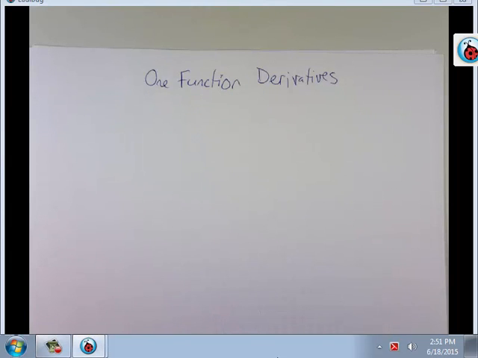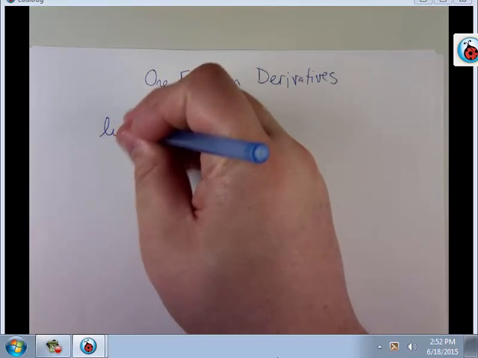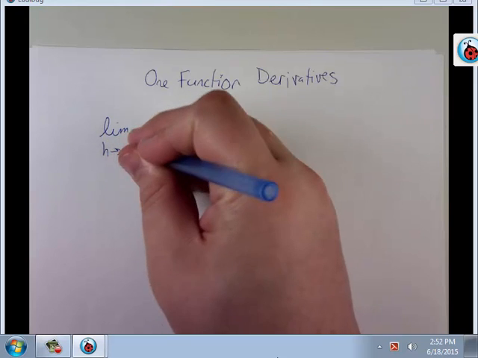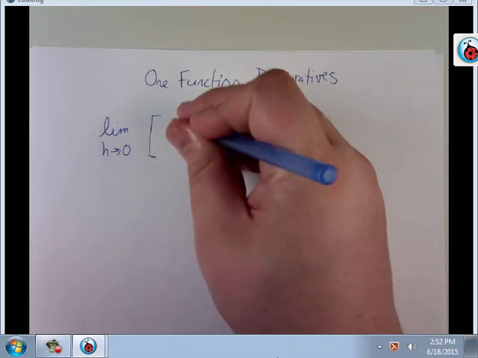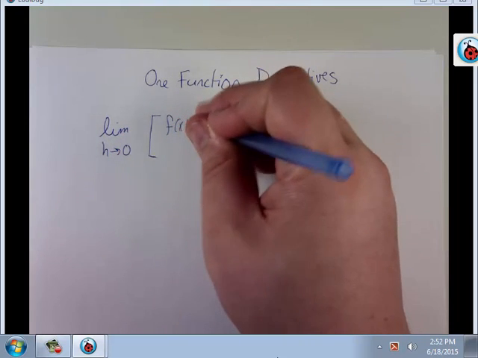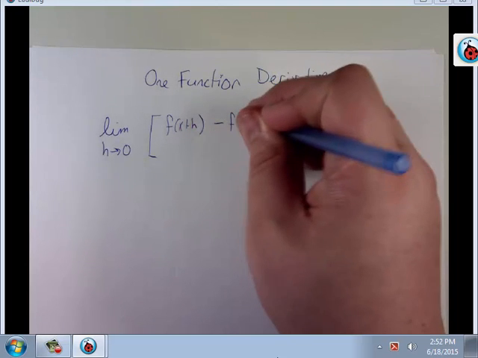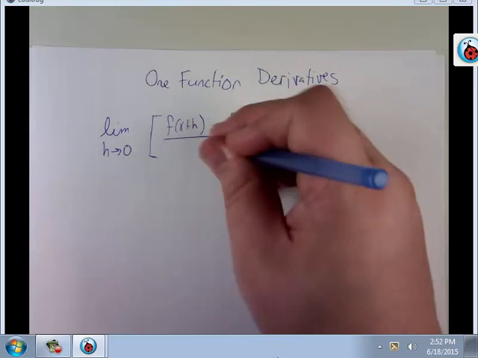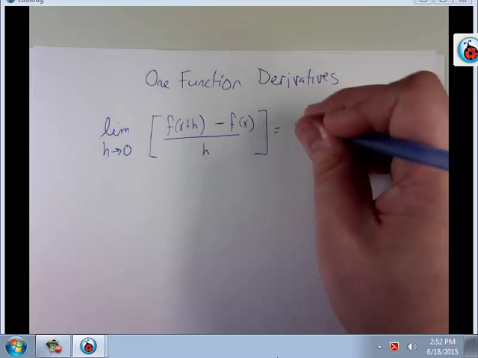Alright, so now we're going to start talking about derivatives. Now, where does that word come from? Well, remember we've been using this: the limit as h goes to 0 of f of x plus h minus f of x all over h to be the slope of the tangent line.